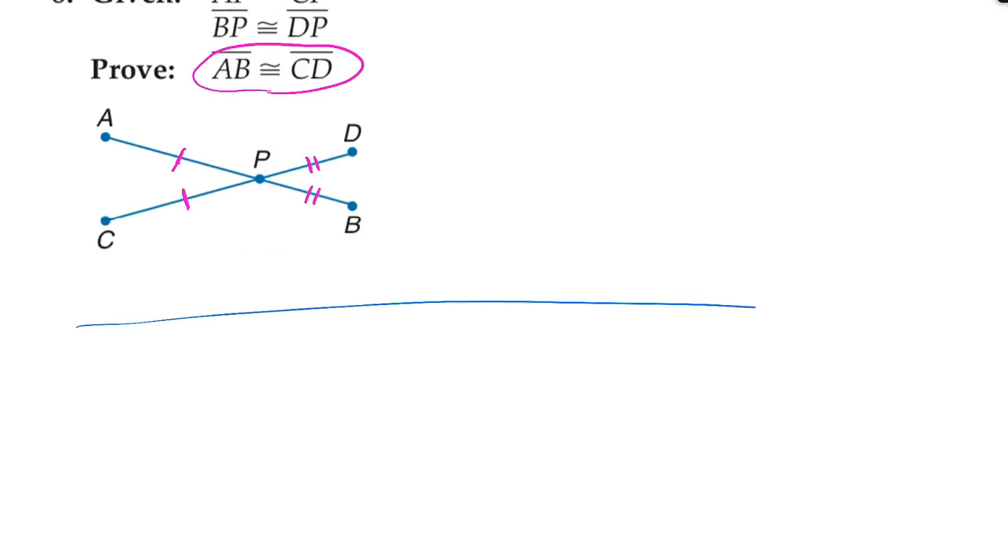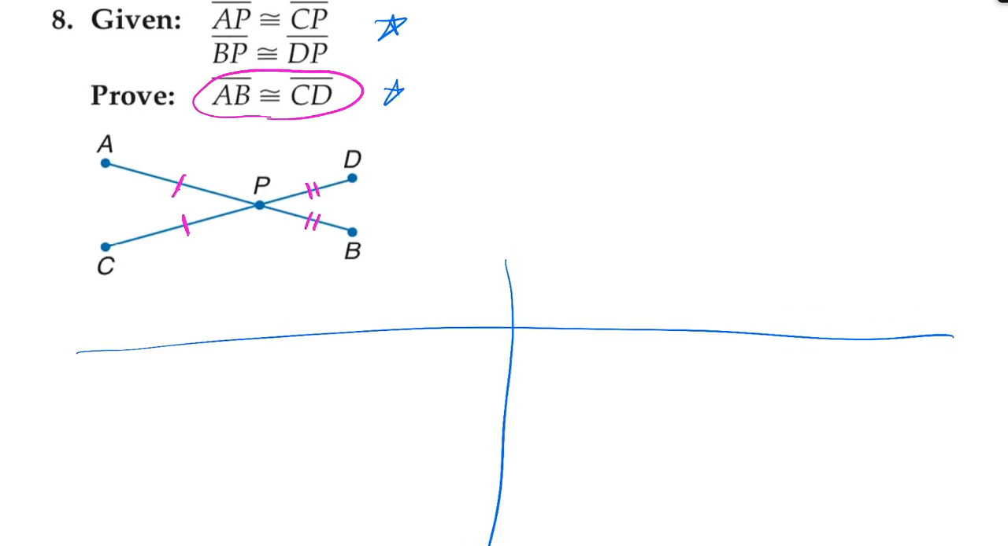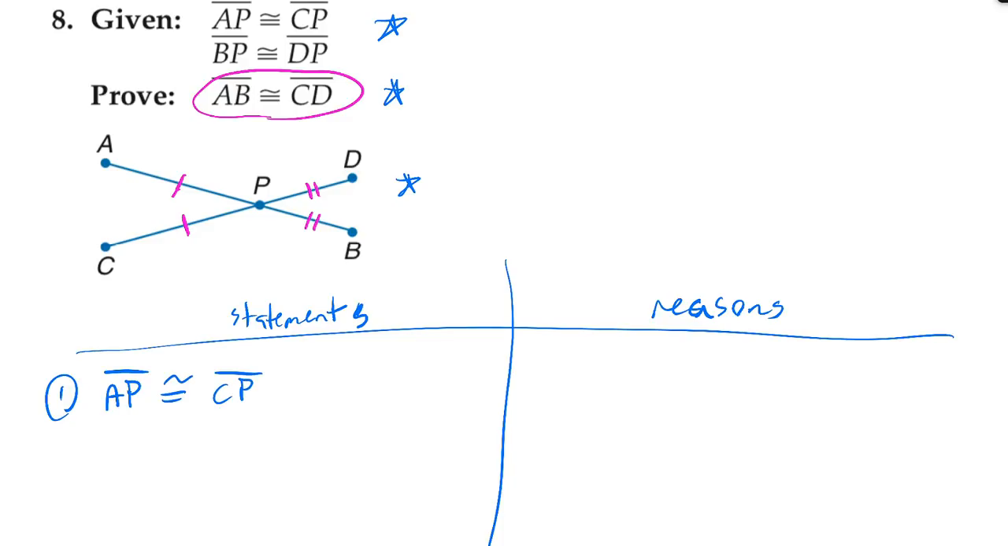Okay, let's put a little 2 column proof here. We already have the given, the prove, and the diagram, so we're all set there. So let's set up our statement and our reasons, well, as plural. Okay, so step 1, the given is AP is congruent to CP, and I'm also going to state the other given, BP is congruent to DP. Okay, so that was given.